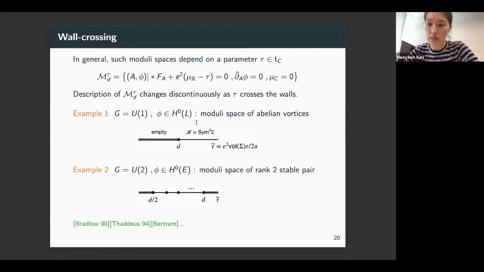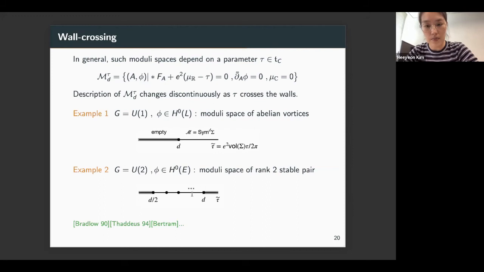And the second example is the U2 example, the rank 2 example, where phi is a section of this rank 2 vector bundle. This theory describes the moduli space of rank 2 stable pairs, which has been extensively studied in the 90s by this paper here. And what you can see from this paper is that there are also walls. For example, when tau tilde is smaller than d over two, or when tau tilde is larger than d, the moduli spaces are completely empty. In between these two numbers there are some non-trivial moduli spaces, and at every integer between d over two and d there exists a wall, and the description of the moduli space jumps as you cross those walls at integer points in this space.